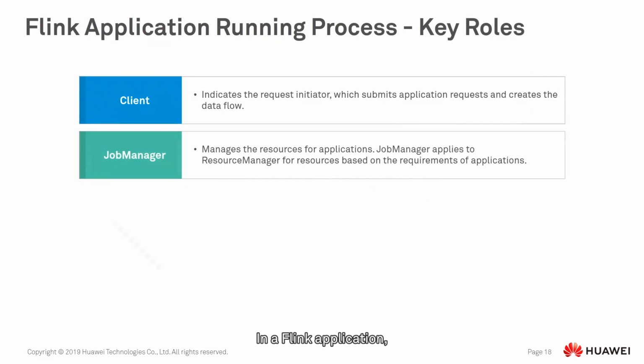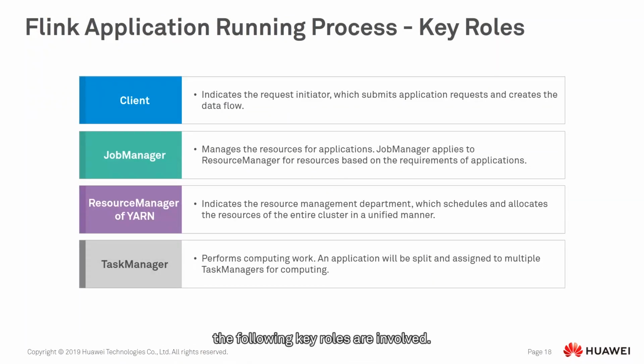In a Flink application, the following key roles are involved. The Flink client is used to submit jobs, or you can say streaming jobs, to Flink. The JobManager is a management node of Flink. It manages all TaskManagers and schedules tasks submitted by users to specific TaskManagers. In HA mode, multiple JobManagers are deployed. Among these JobManagers, one is selected as the leader, and the others are standby.